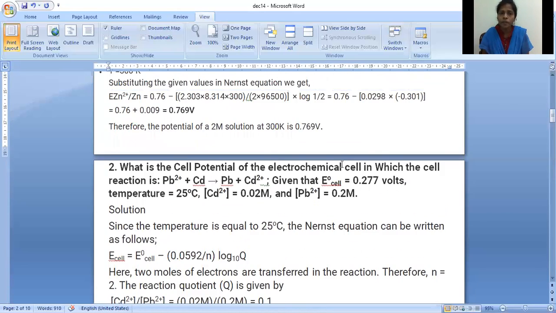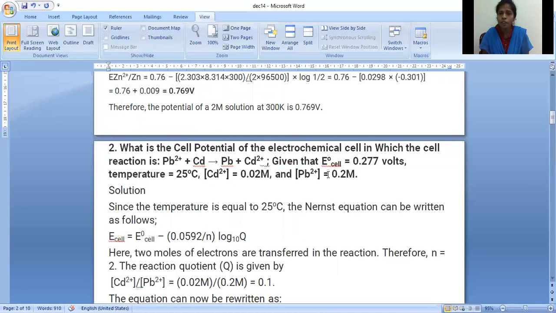Now the next one: what is the cell potential of the electrochemical cell? In this numerical, they are asking for the cell potential. What is cell potential? E cell is the cell potential. Previously we applied it only for one electrode, only for the reduction. But here they have asked for the complete reaction, that is E cell.